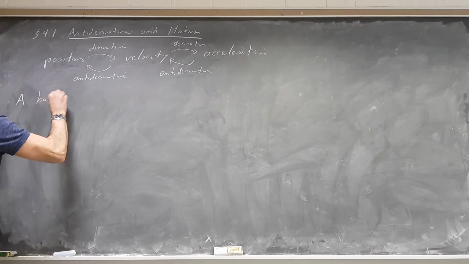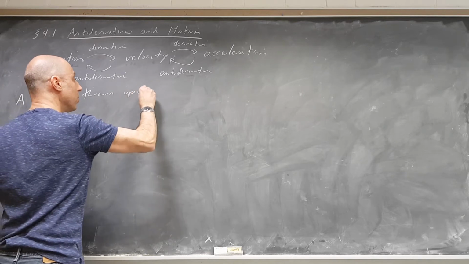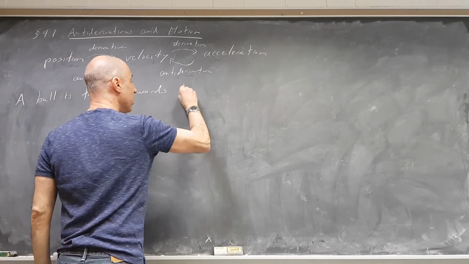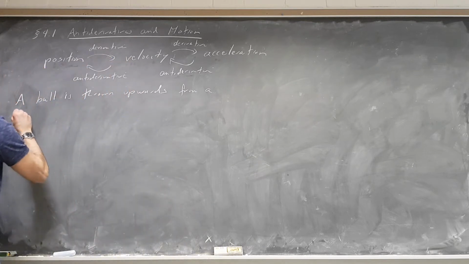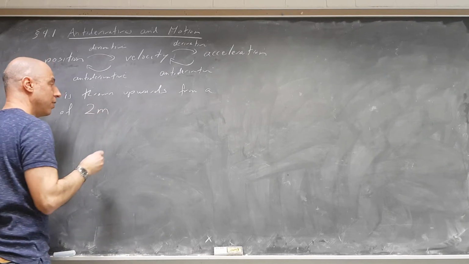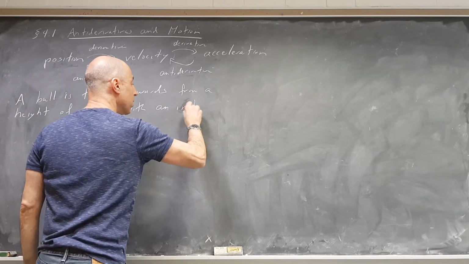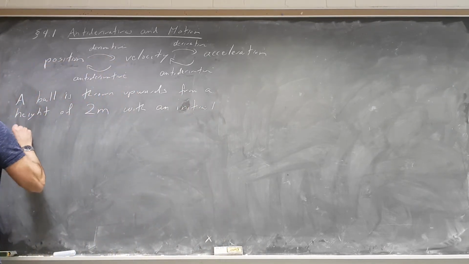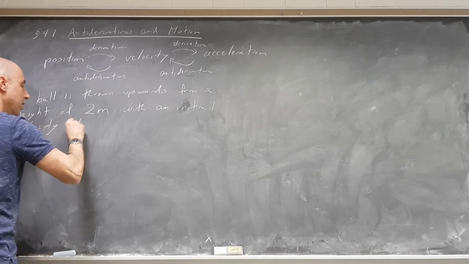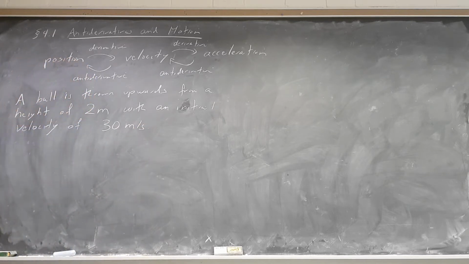A ball is thrown upwards from a height of 2 meters with an initial velocity of, let's say, 30 meters per second. A little bit more than 60 miles per hour. That's pretty fast, especially to throw a ball directly upwards. Not a natural throwing position.